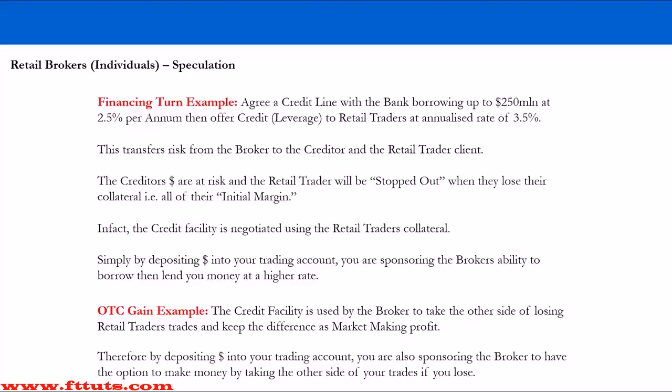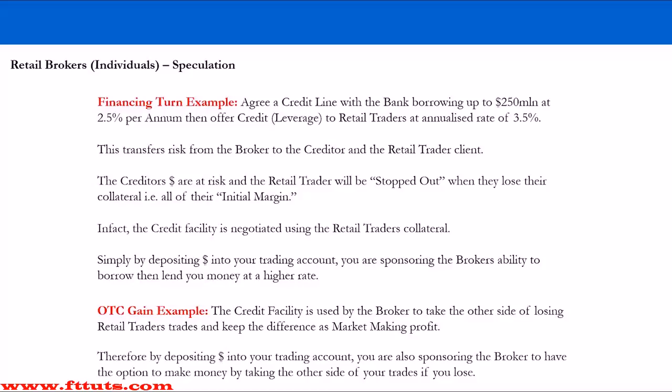It's the creditor's dollars that are at risk, and the retail trader will get stopped out whenever they lose all of their collateral or all of their initial margin. The financing itself, and this is something that will surprise you, is that the credit facility is negotiated actually using the retail trader's collateral. So when you, for example, put $20,000 in your trading account, that collateral is there in order to negotiate credit financing terms with the creditor via the broker, in order for you to borrow money on top of it. So you're putting up the collateral, not the broker. So they don't have any risk in this whole process.